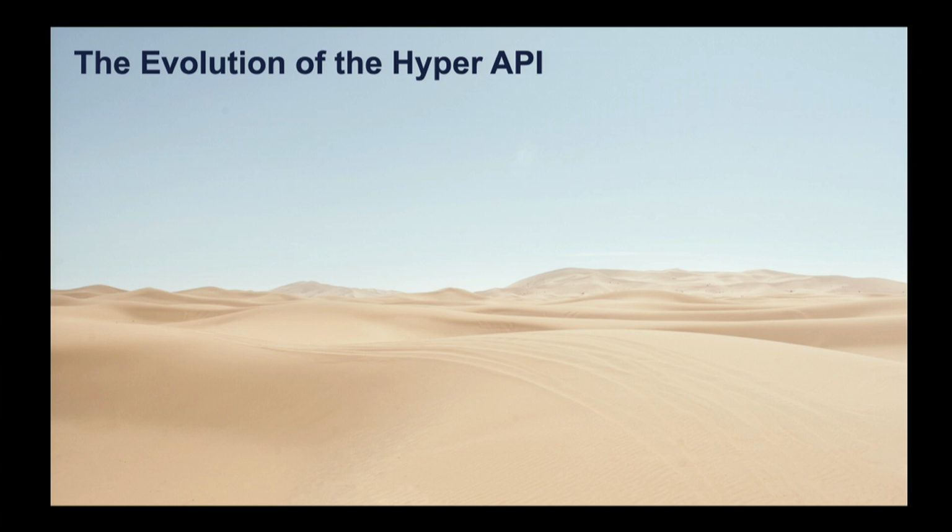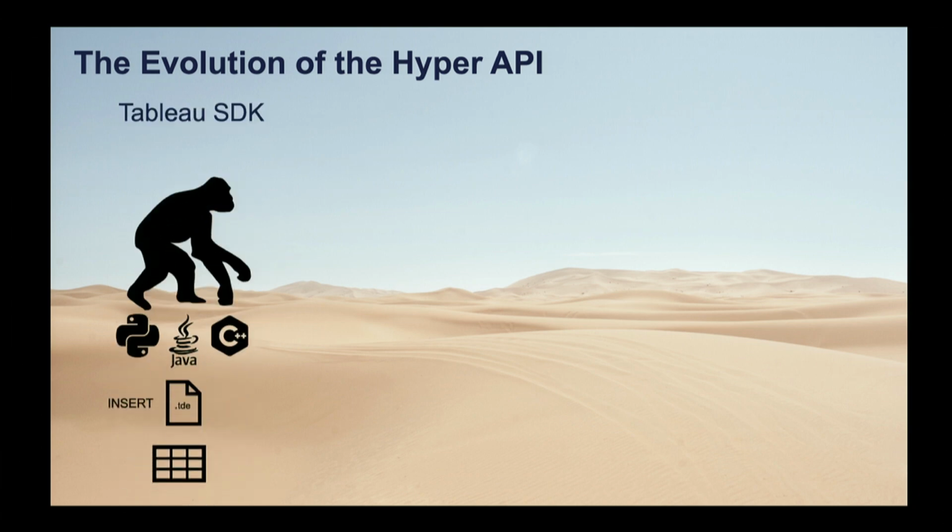So I want to step back and talk a little bit about the evolution of the Hyper API. For those of you who have been working with Tableau for a couple of years now, you might remember the Tableau SDK. When I started 3.5 years ago, this is the API we had. It only worked with 3 languages back then, so you had Python, Java, and C++. And back then, we weren't working with Hyper files. We were actually working with what's called a TDE file, if you remember those, Tableau Data Extracts. And we had one simple function. We could insert into these TDEs and they had a single table inside each one of those extracts.